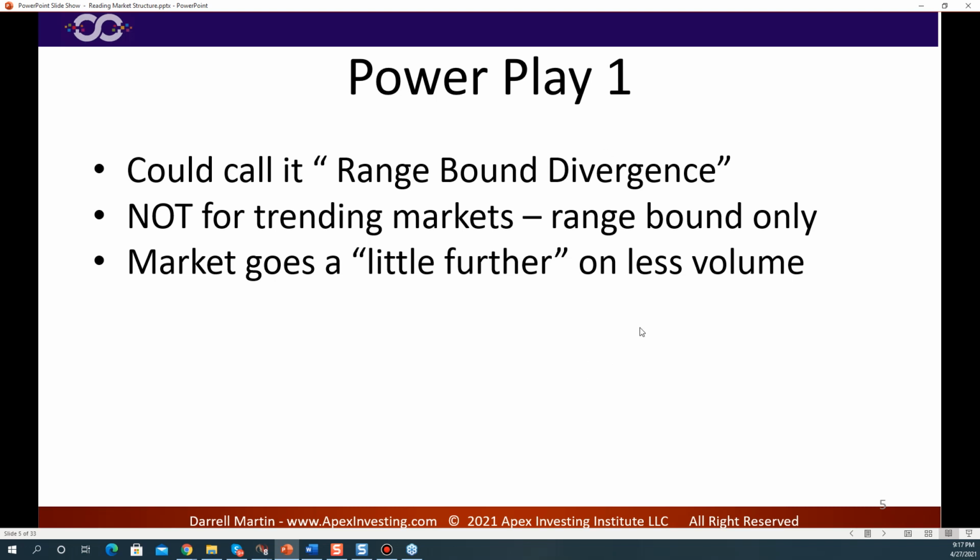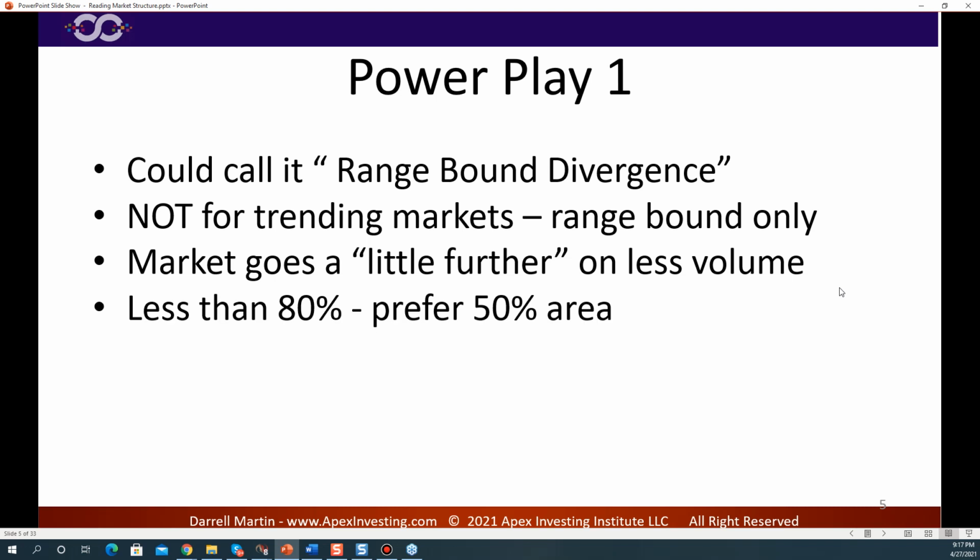Okay? And it's the basics of divergence. When the market goes a little further on less volume, okay? The same rule applies as our ODDs, right? We want it to be less than 80%, but we prefer closer to the 50% area, right? Everybody understand that? So we want the market to go a little further on less volume. Well, how much less volume? Well, we want that ODD number to be less than 80%, but closer to 50 is better.